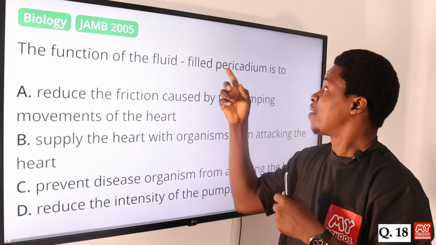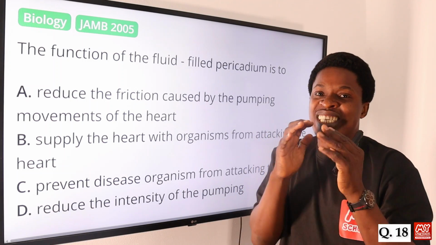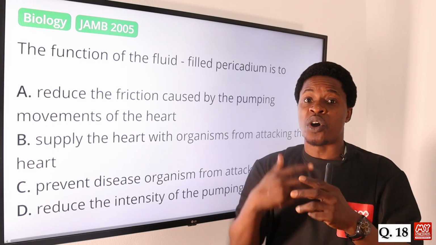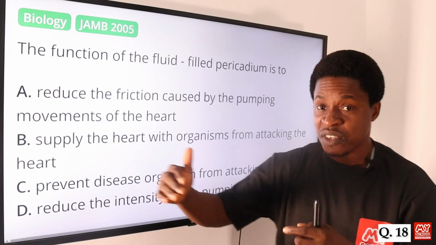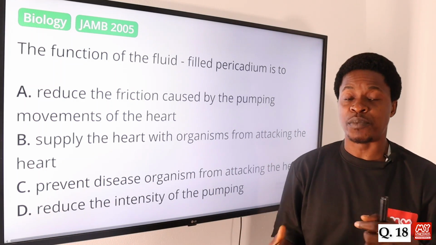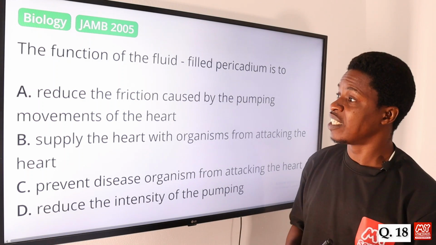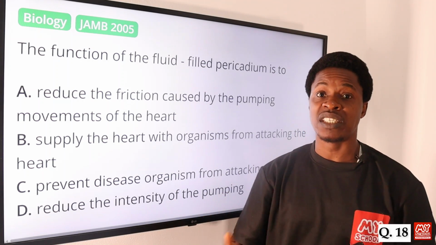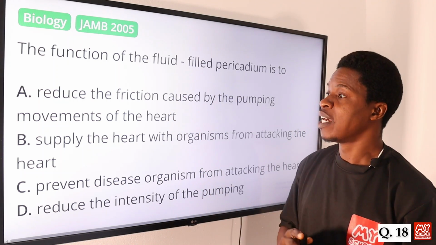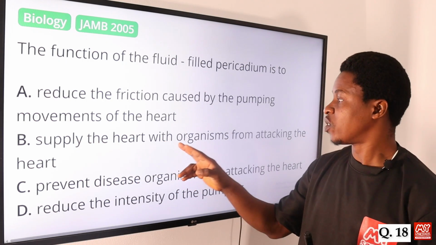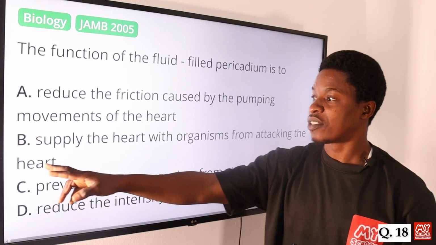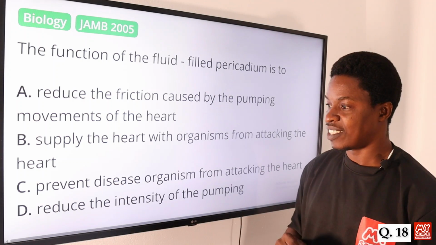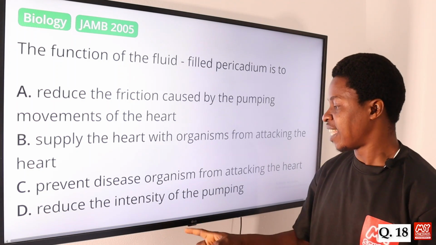So the fluid-filled pericardium is to do what? To reduce the forces that are coming from the outside to the heart, and also to reduce the friction that is caused whenever there is a heartbeat taking place in the heart. So option A says to reduce the friction caused by the pumping movements of the heart. Yes, when there is a heartbeat, it reduces the friction. That is one of the functions of the fluid-filled pericardium. Option B says supply the heart with organisms from attacking the heart. No. Option C says prevent disease organisms from attacking the heart. That is not it. Option D says reduce the intensity of the pumping.